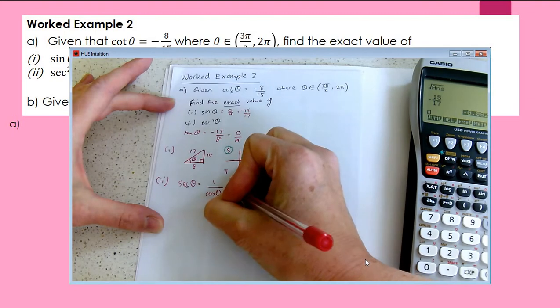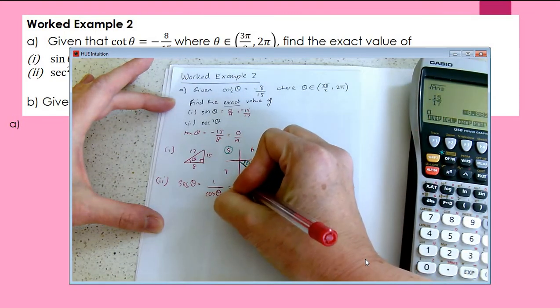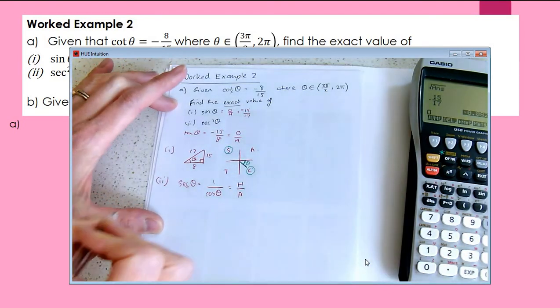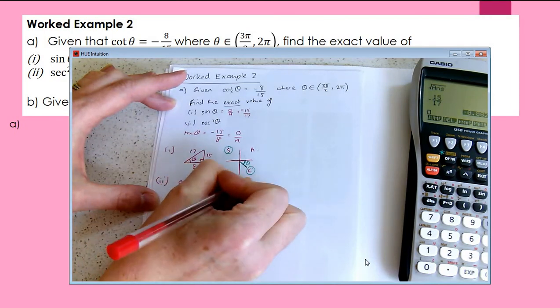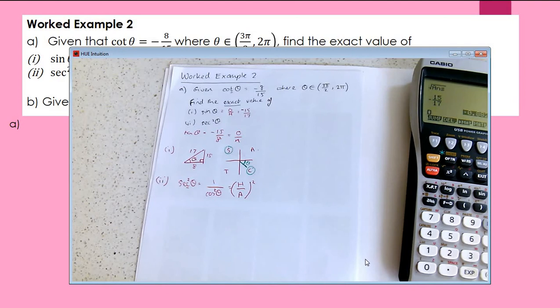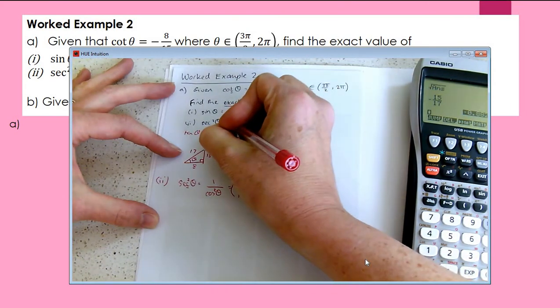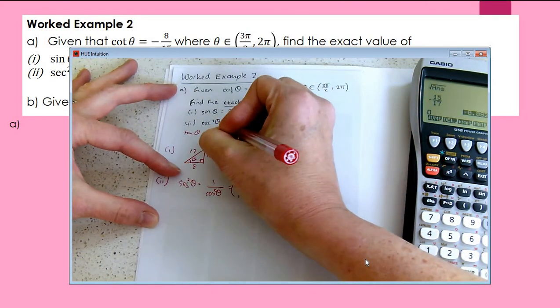Okay, and we know that cos is adjacent over hypotenuse, so this will be hypotenuse over adjacent. And in fact we want sec squared, so I'm just going to square everything. That means we don't have to worry about the sign, because squares are always positive. So we've got our hypotenuse is 17 and our adjacent side is 8.